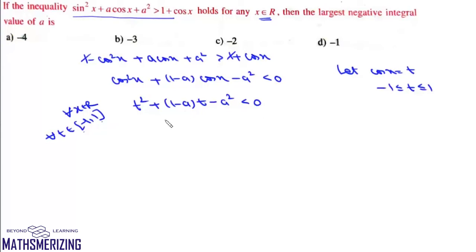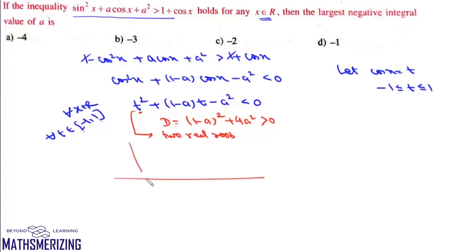Now for this quadratic expression, first we'll find its D. So D will be (1 minus a) square plus 4a square. Now clearly it's a sum of perfect squares, so that means it is always greater than 0. So this quadratic expression will have two real roots. So it will be a quadratic expression opening upwards, and it will have two real roots, say alpha and beta.